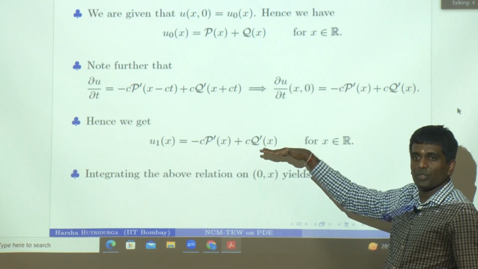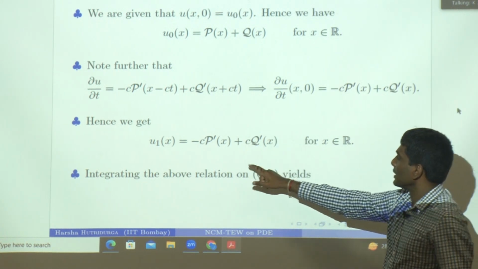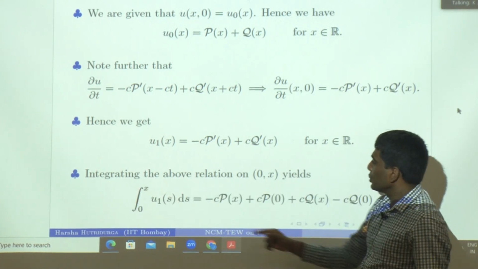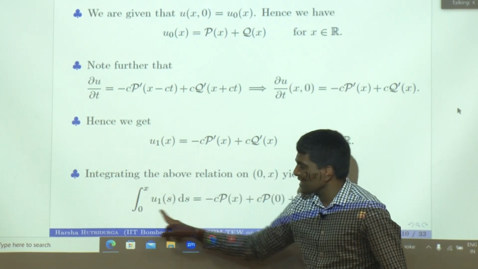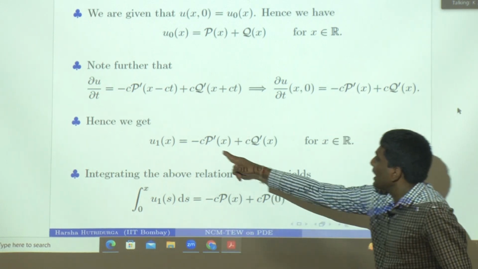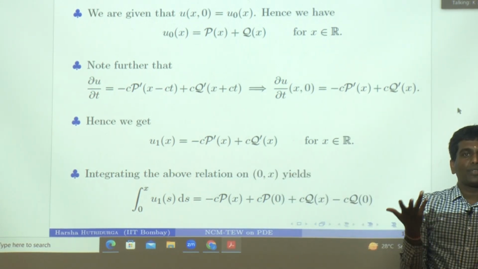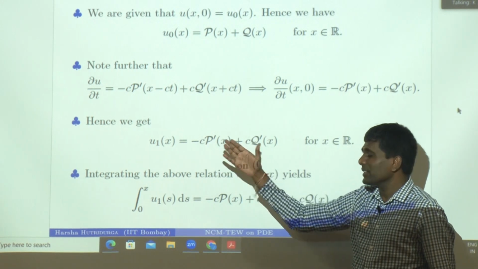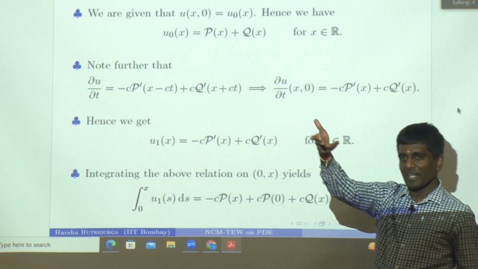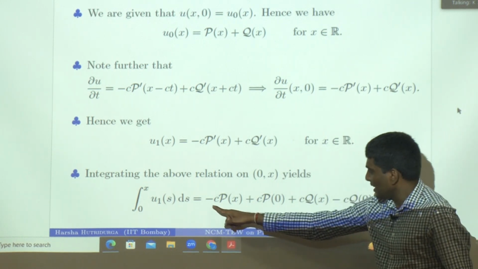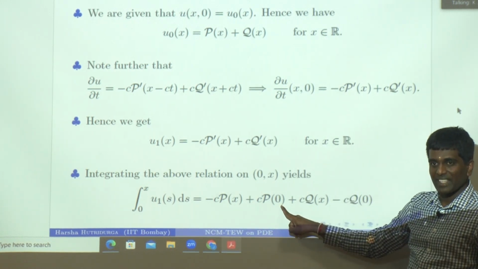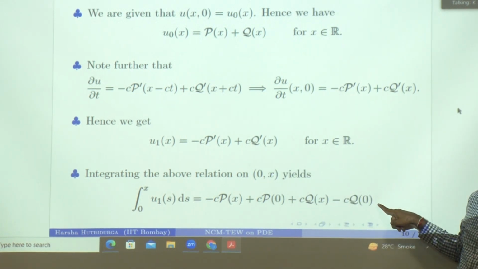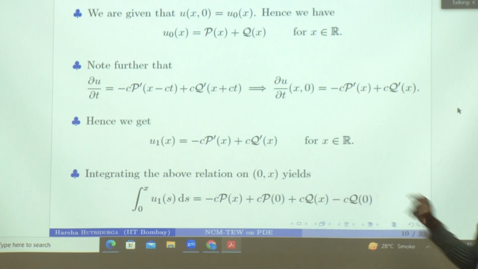Whenever you see derivatives, you try to integrate. Okay, that's what is done here. So you got this relation, you integrate from 0 to x. When you do that, the left hand side is just the integration of u1, and on the right hand side we use the fundamental theorem of calculus, which says that when I integrate p prime, I get p at one endpoint minus p at the other endpoint, the two endpoints being x and 0. And when I integrate q prime, I get this, with the coefficient c. We have simply integrated and we have got this so far.